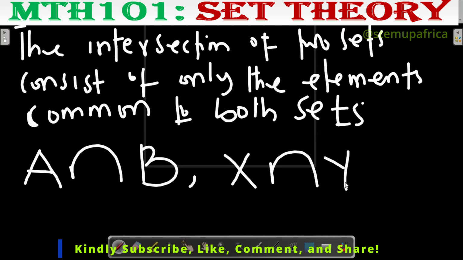If I have this, for instance, X intersection Y, how will you pronounce it? X intersection Y. So it says it consists of only the elements that are common to both sets. What is common to both?